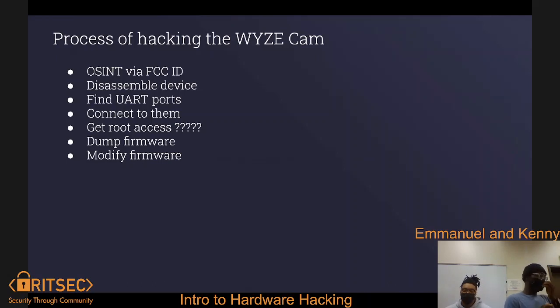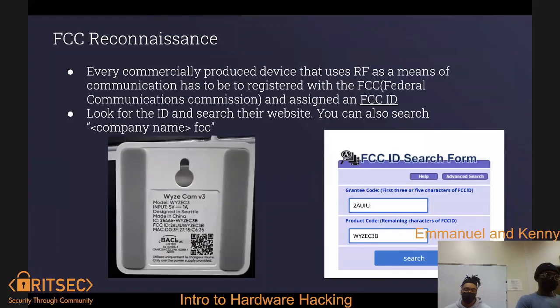Before I even open it, I learned that every device that uses wireless has to have an FCC ID, and then you can search for it on their website. Then I break the device, find the ports, connect to them, hopefully get root, and do the rest of the firmware stuff. Like I said, an FCC ID is required for every device that does wireless, and usually the ID is at the back of the device.